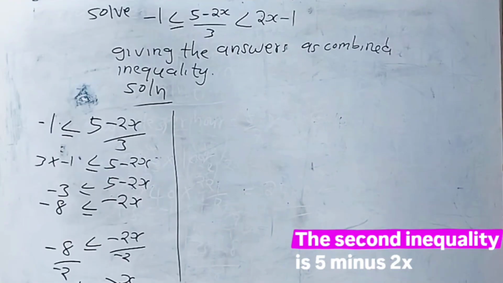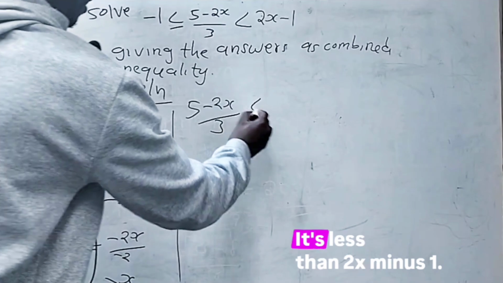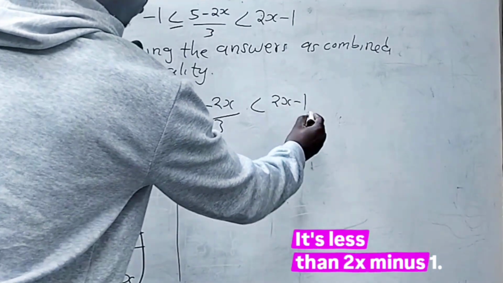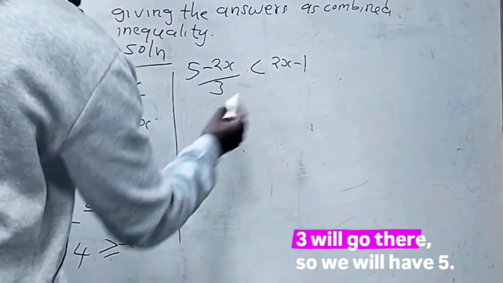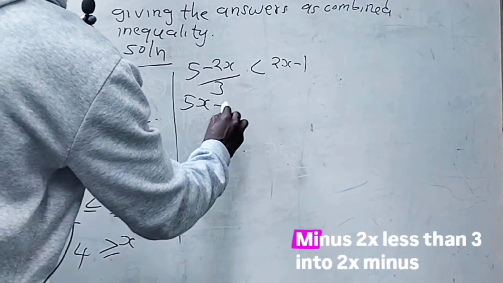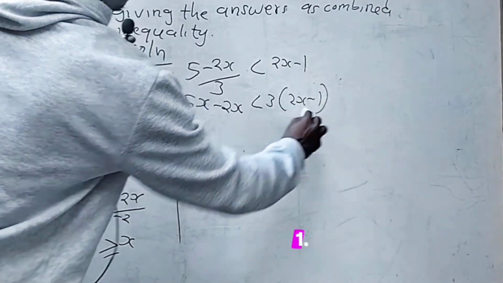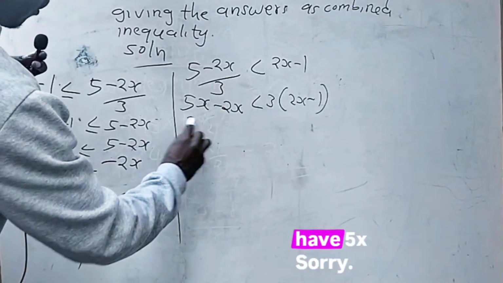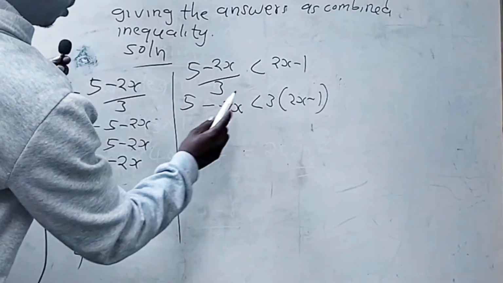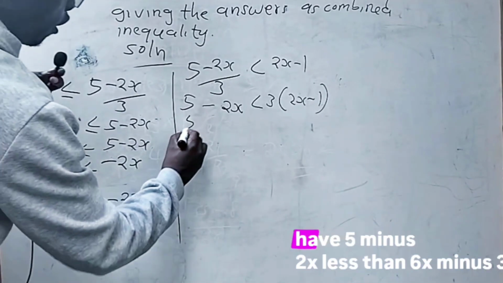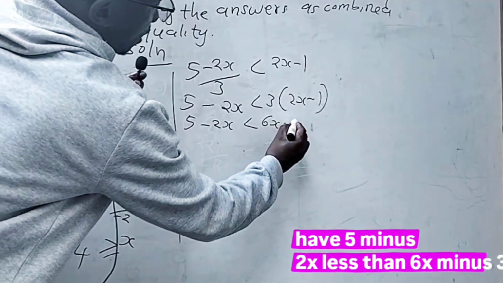The second inequality is (5 - 2x)/3 < 2x - 1. What do we do? We cross multiply again. 3 will go there, so we will have 5 - 2x < 3 times (2x - 1). So if we open that bracket, we will have 5 - 2x < 6x - 3.